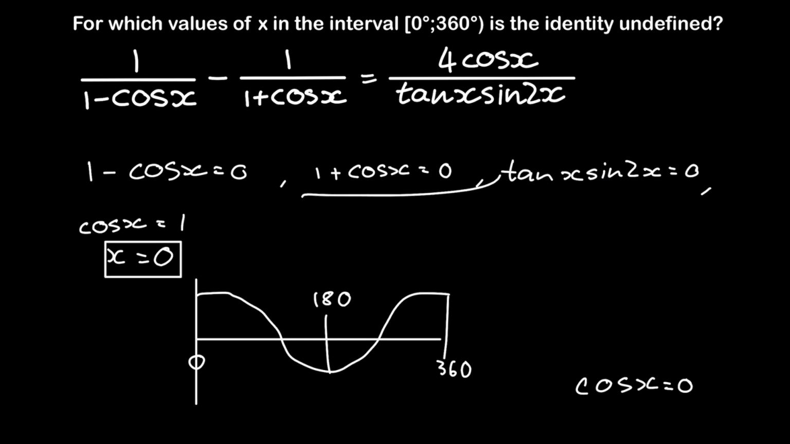Alright, now let's deal with this one. Cos of x equal to negative 1. So cos of x is equal to negative 1 at 180 degrees over here. So x equals 180 degrees.